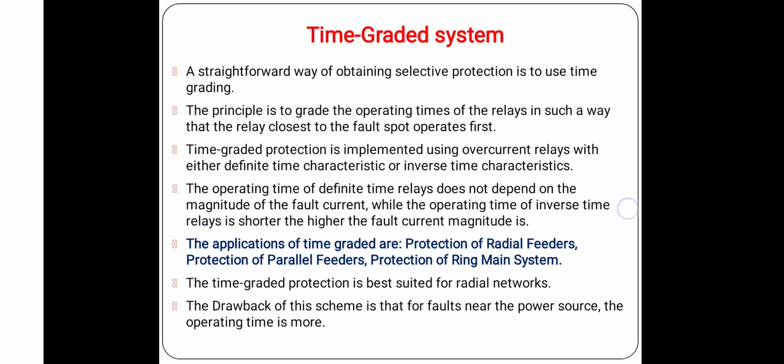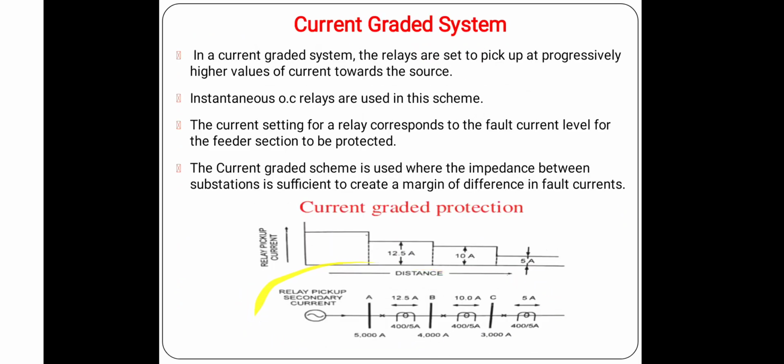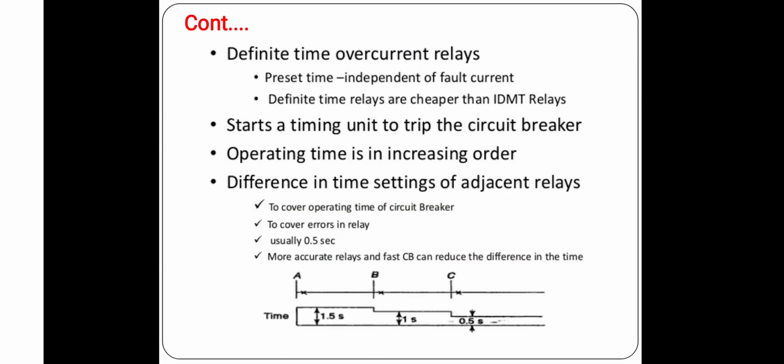Here we will see the feeder time protection diagram that is represented. The difference in the time setting of two adjacent relays is usually kept at 0.5 second. This is 1.5 seconds, this is 1 second. That means there will be a difference of 0.5 second. The difference is to cover the operating time of the circuit breakers and errors in the relay and current transformer. With fast circuit breakers and modern accurate relays, it may be possible to reduce this time further to either 0.4 second or 0.3 second. We will reduce this time by using modern relays.